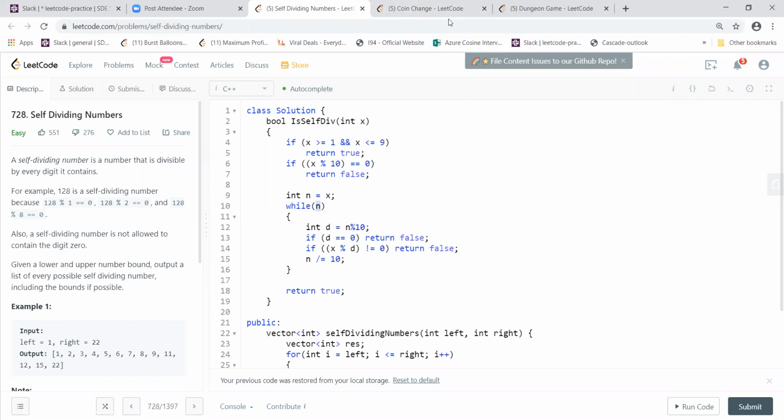Okay, so the next one. I just stopped the screen. Sorry. Coin change problem.